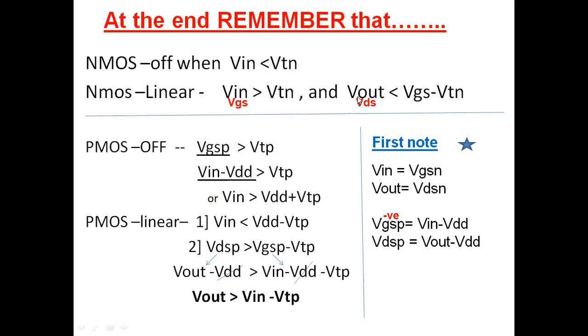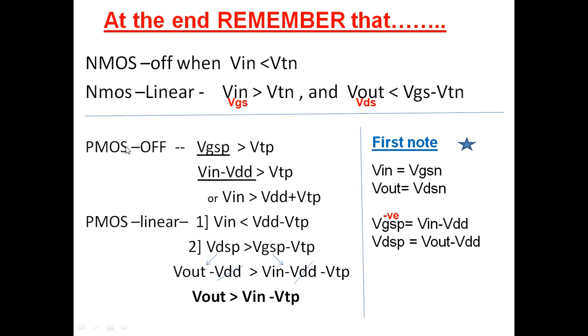So if this VDS is less than VGS minus VTN, and note that this VGS minus VTN we call the effective voltage. So if VDS is less than the effective voltage, then my NMOS will be in the linear region. And if Vin is less than the threshold voltage of the NMOS device, my NMOS device will be in the off region, the so-called cutoff region.